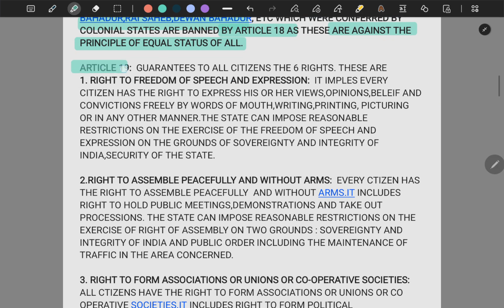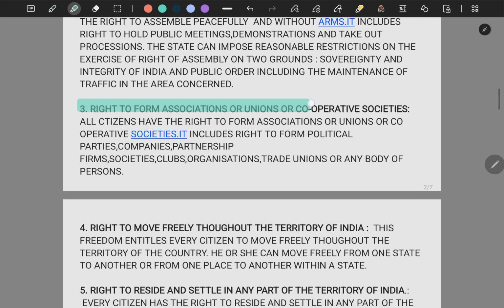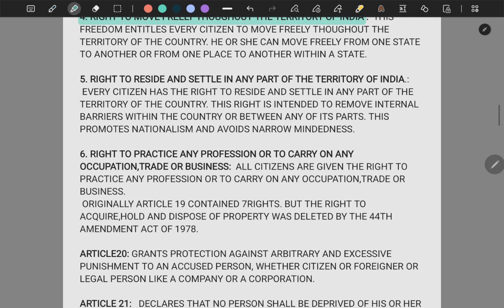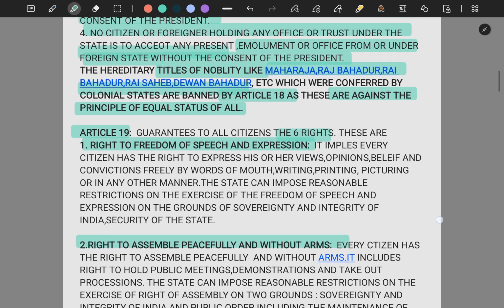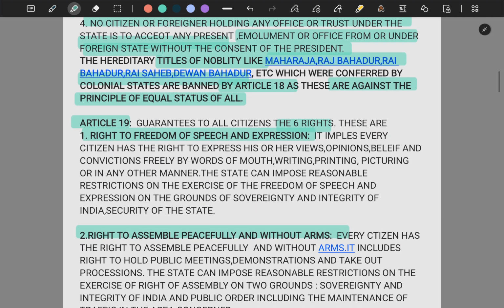Next would be Article 19. So Article 19 guarantees 6 rights, which are: right to freedom of speech, right to assemble peacefully without arms, right to form associations or unions or cooperative societies, right to move freely throughout the territory of India, right to reside and settle in any part of the territory, right to practice any profession or to carry on any occupation, trade, or business. So these are the 6 rights which are given by Article 19. Article 19 is a big article.